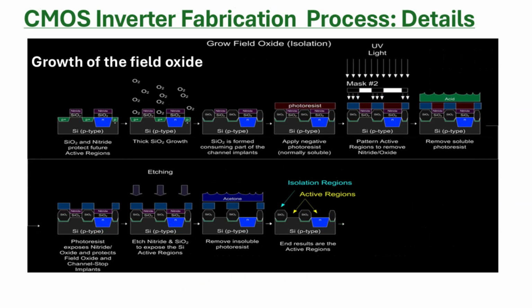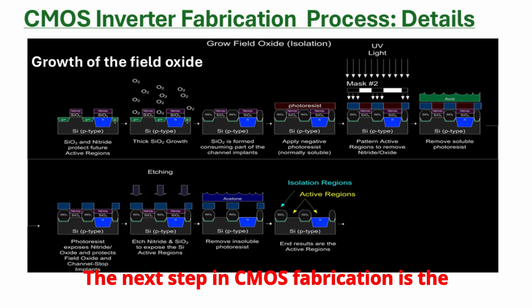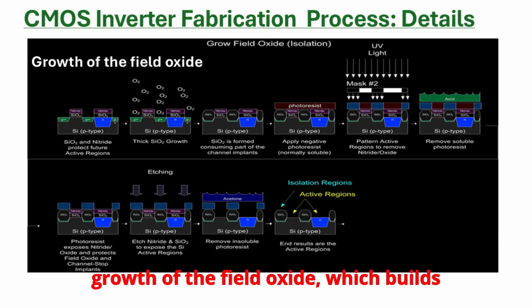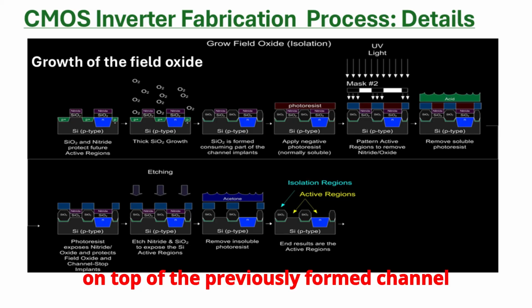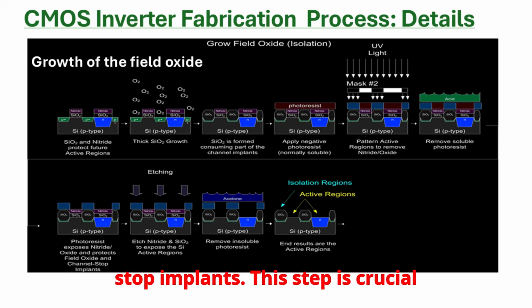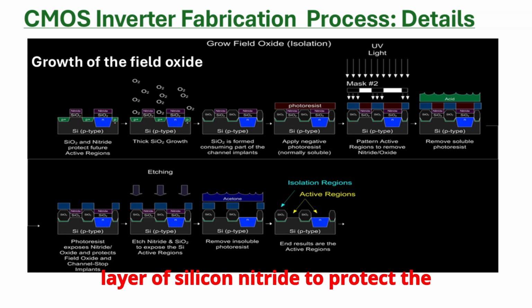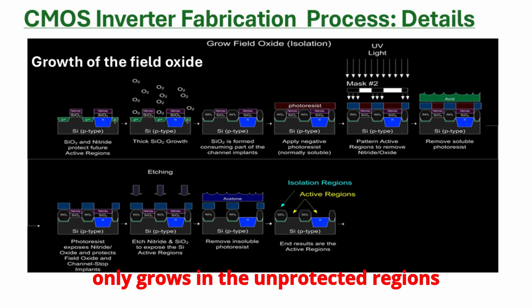The next step in CMOS fabrication is the growth of the field oxide, which builds on top of the previously formed channel stop implants. This step is crucial because it completes the isolation regions that electrically separate different transistors on the same chip. Now, here's what happens. We use a layer of silicon nitride to protect the active regions. Since nitride does not allow oxidation, no oxide grows in these areas. That means the field oxide only grows in the unprotected regions where we actually want the isolation.